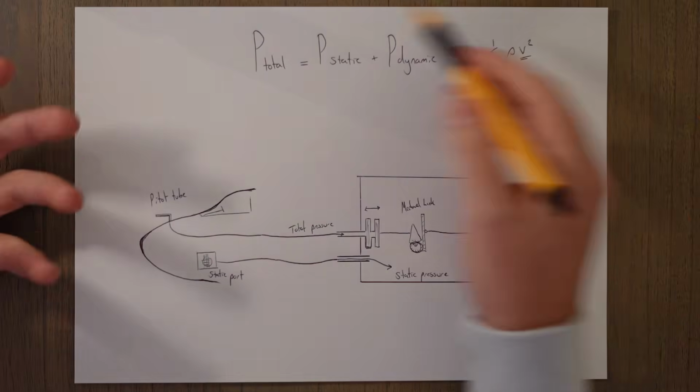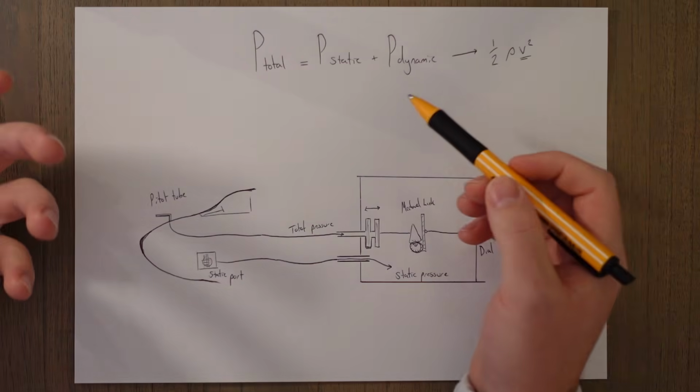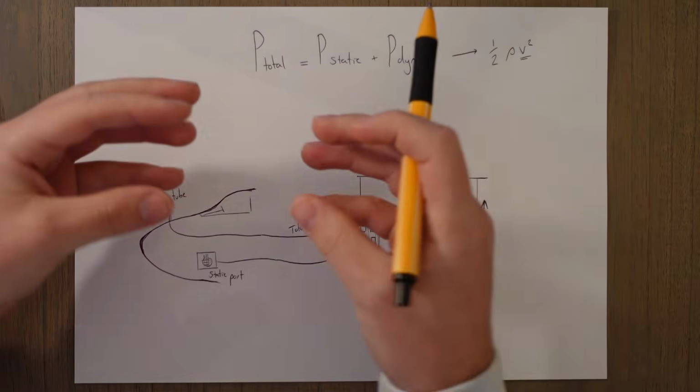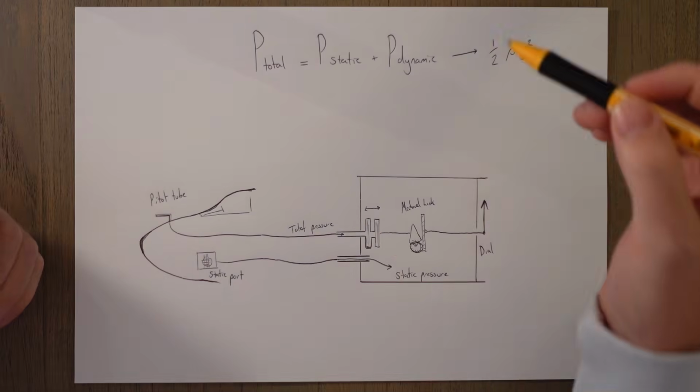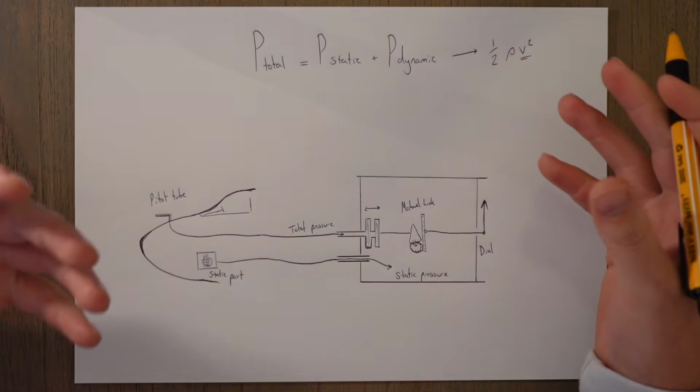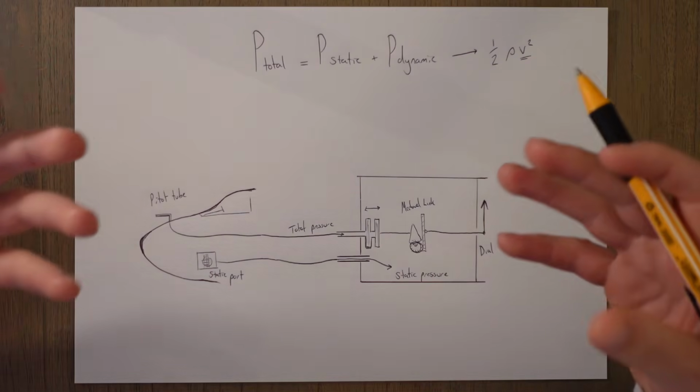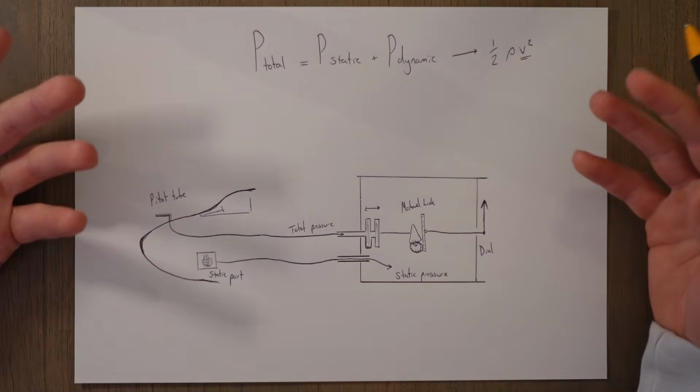formula. So basically what this formula is saying is that the total pressure is made up of a static component, that's what you're feeling all around you now, plus the dynamic pressure, which is the pressure you feel when you're traveling through the air, which is very noticeable when you're on a bike or something like that.